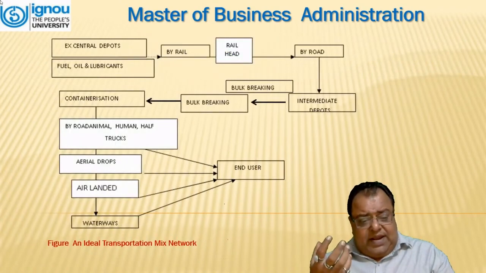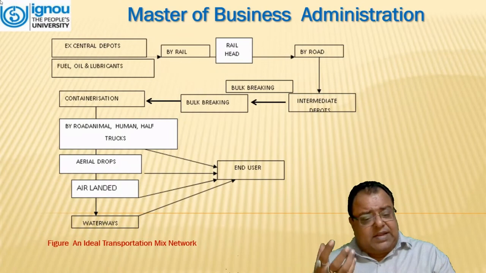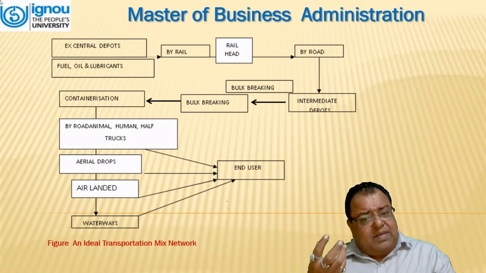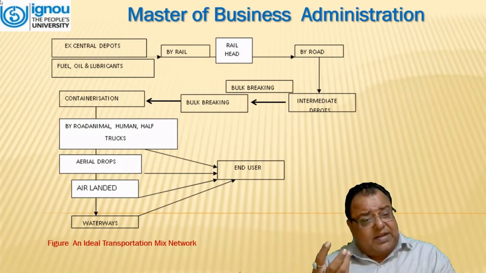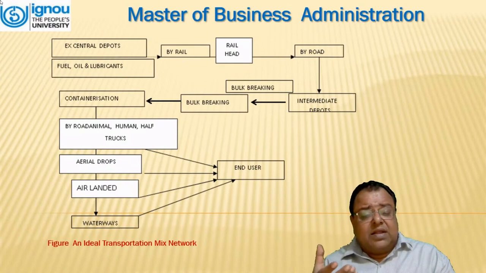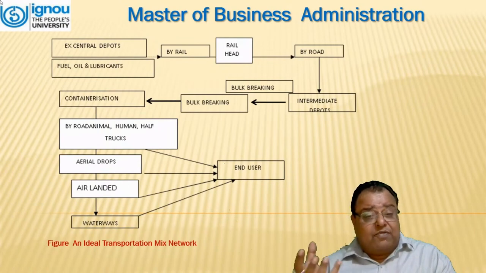Here we can see an example figure which depicts an ideal transportation mix network. You can see the movement of material having different sources of transportation. If we talk about rail, it can be by rail from depots, fuel. We have seen that normally our petrol reaches us from the plant by the help of trains.